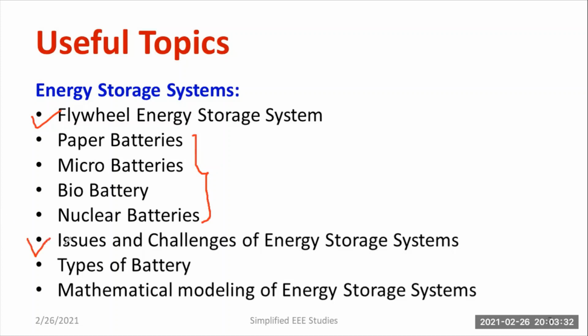Then you can make a paper on issues and challenges of energy storage systems. Definitely you can make a review paper on that. That will be really helpful. Then for types of battery, you can make a comparative analysis of different types of batteries. Then mathematical modeling of energy storage systems is also an important topic. You can do some mathematical modeling of a lead acid battery or nickel cadmium battery. Likewise, you can do some mathematical analysis. So you can explain the chemical equation, working, all those things can be done.